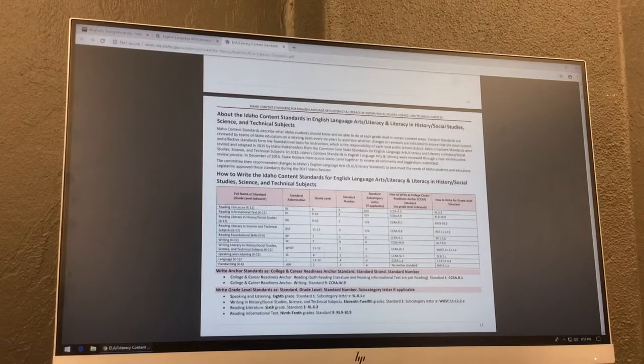This is the grade level. So if it's a sixth grade standard, then there would be a 6 with the standard code. These are the standard numbers under each grade level, and standard subcategory letter. Some of the standards have subcategories, so they're labeled with an A, B, C, whatever.